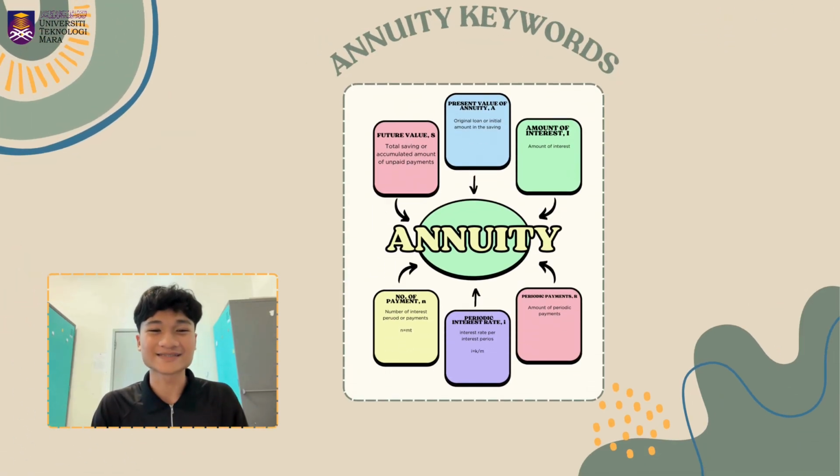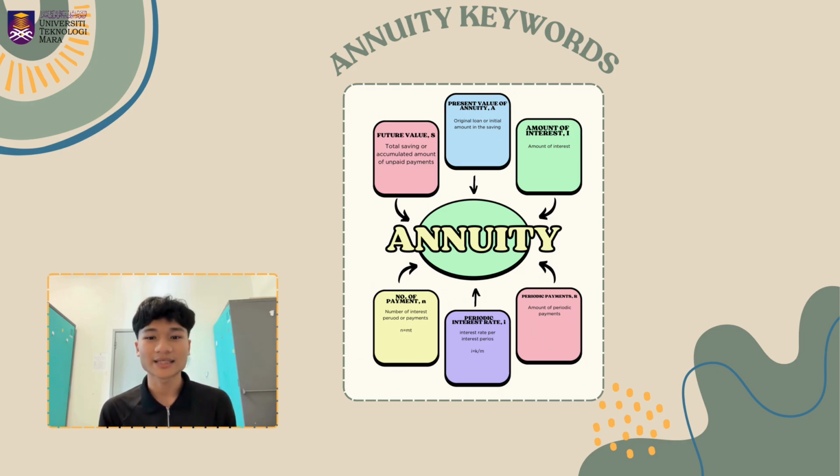In the annuity, we have 6 keywords. We have S, A, I, small n, small i, R. So, S stands for the future value, which is total savings or accumulated amount of unpaid payments. Second, we have A. It means present value of annuity or the original loan or initial amount in the savings. Third, we have I. It means amount of interest. Next, we have small n that stands for the number of payments.